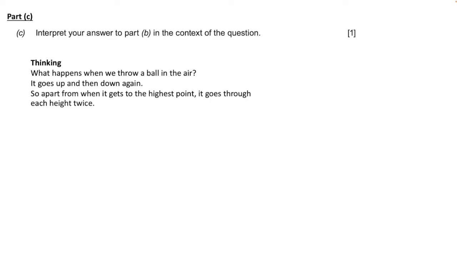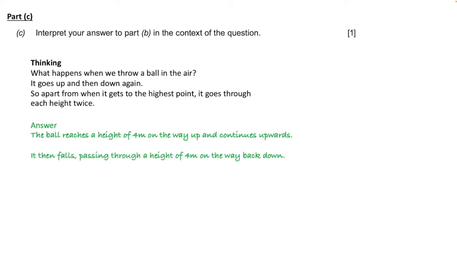So that leads us to our answer, which is that the ball reaches a height of 4 meters on the way up and continues upwards, and then it falls and it passes through the height of 4 meters on the way back down. And you could add in it reaches a height of 4 meters after 0.6 seconds, and then it carries on up and falls back down and passes back through after 1 second. But I think you pick up the marks for what is written on the screen there.